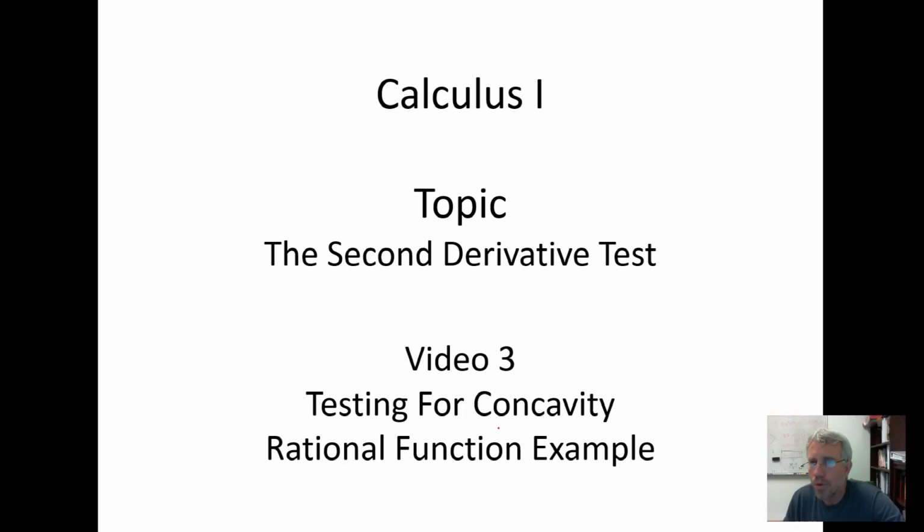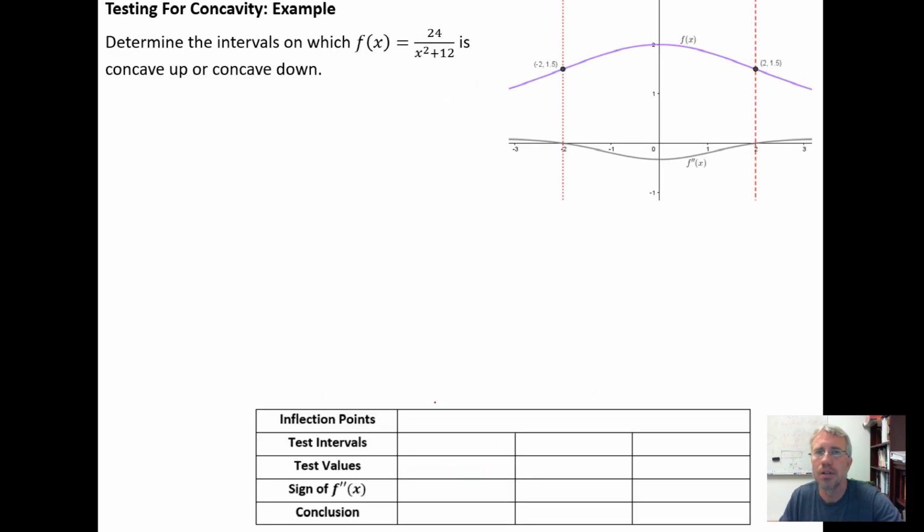So in this video, we're going to go over an example where we test for concavity, where we are working with a rational function. It says determine the intervals on which f of x equals 24 over x squared plus 12 is concave up or concave down. I've included a picture of f of x right here just to help us think about the problem and what the solutions ought to be.